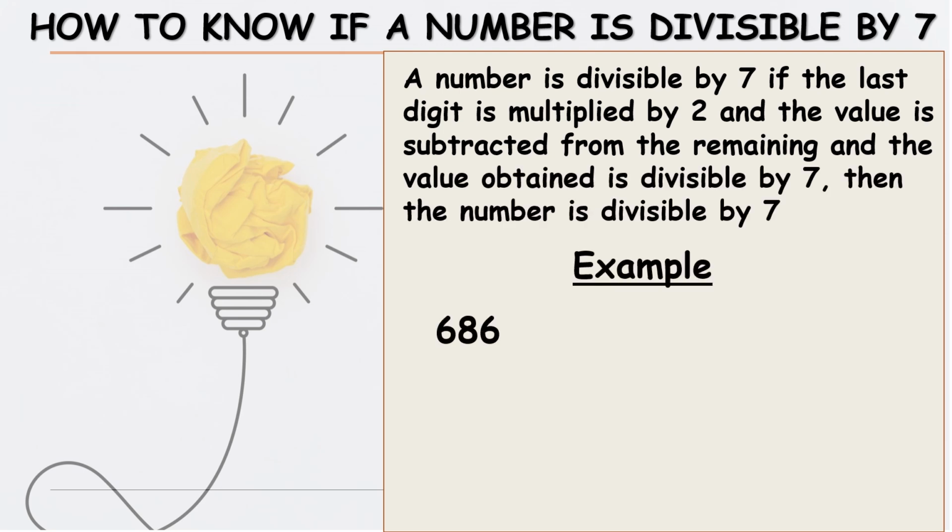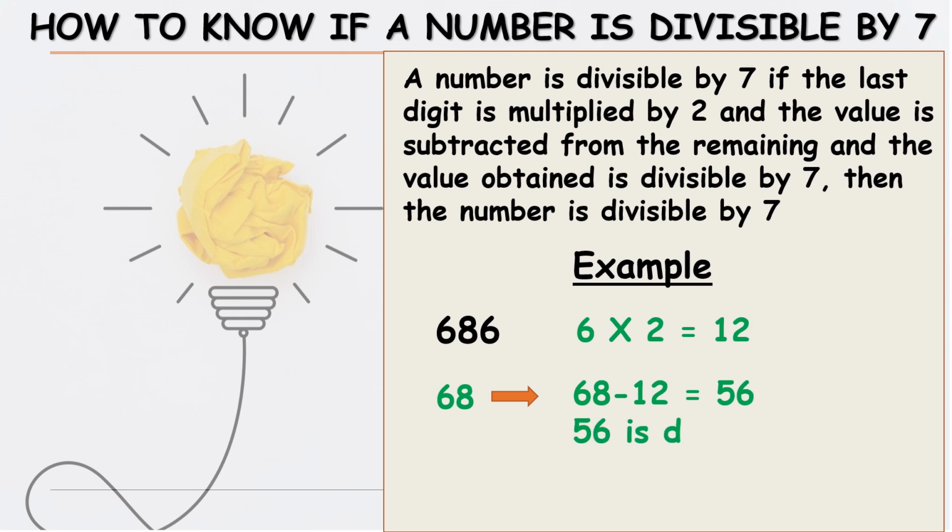So 686. We take the last digit, which is 6, and multiply it by 2. Remember, we're testing for divisibility by 7. We multiply the last digit 6 by 2, and we have 12. We take the remaining digits, which is 68, and subtract 12 from 68, and we have 56.